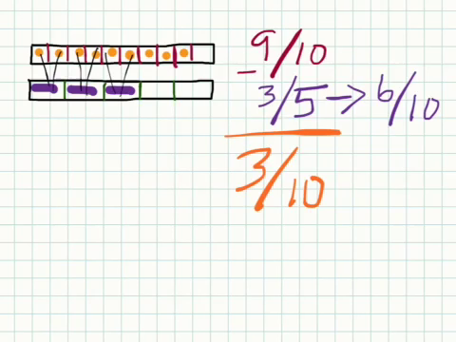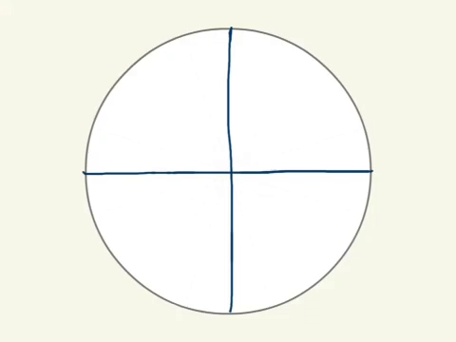So what we've done in the past two problems is we've thought about, hey, can we rename one of these fractions to have the same denominator as one of the other ones so that way we are taking away or adding the same size pieces? But it can get trickier.